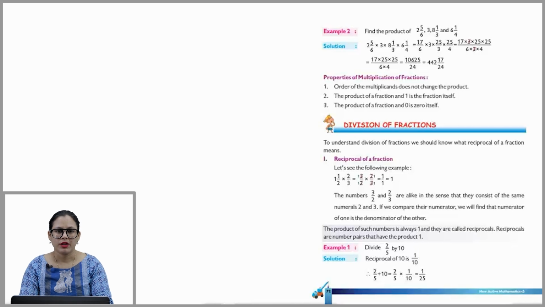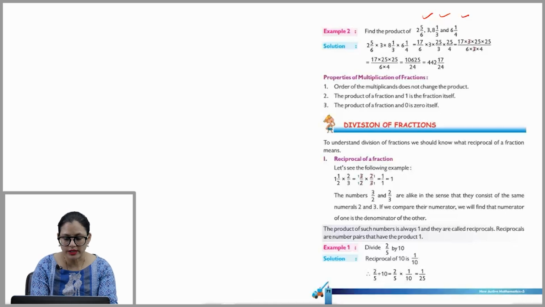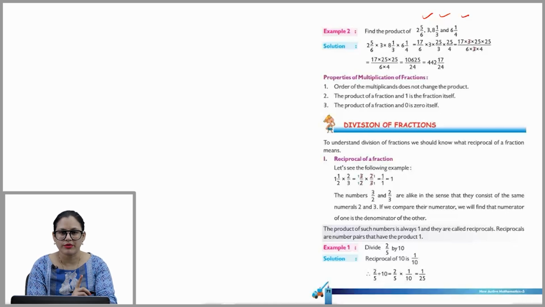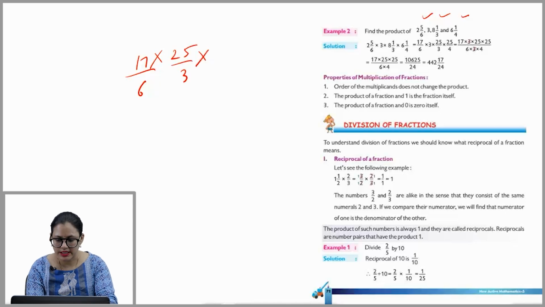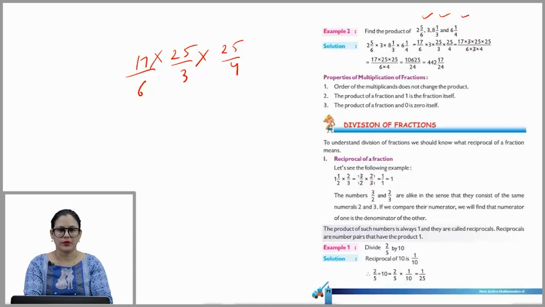Example 2, find the product of these fractions which are in mixed number. So first you will convert them into improper fractions. 2 6s are 12 plus 5, 17 by 6, into 8 3s are 24 plus 1, 25 by 3, into 6 4s are 24 plus 1, 25 by 4.